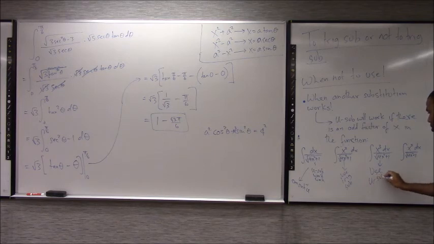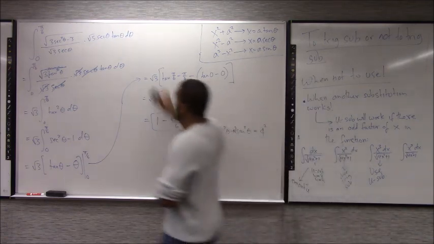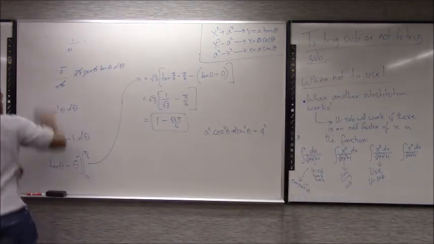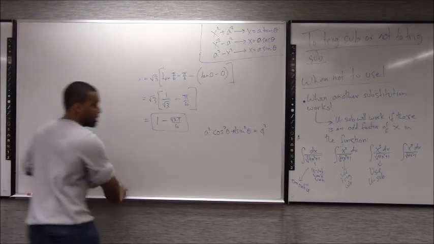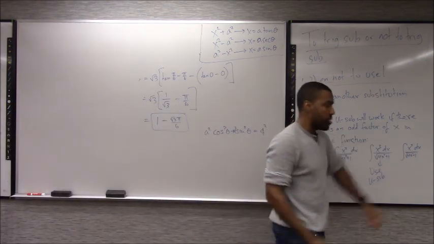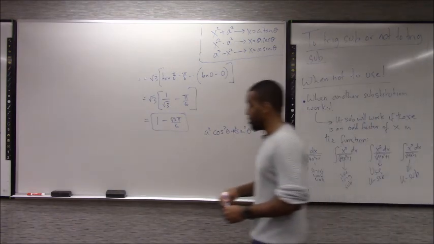Use a regular u substitution. It will work out. Once there's an odd power, because you can always factor off an x, then you have a bunch of even x's that you can actually deal with. So let me just do that one as an example. As well as here, because that's an x to the fifth, I would use a u sub, not a regular trig sub. And it will actually make your life a lot easier.